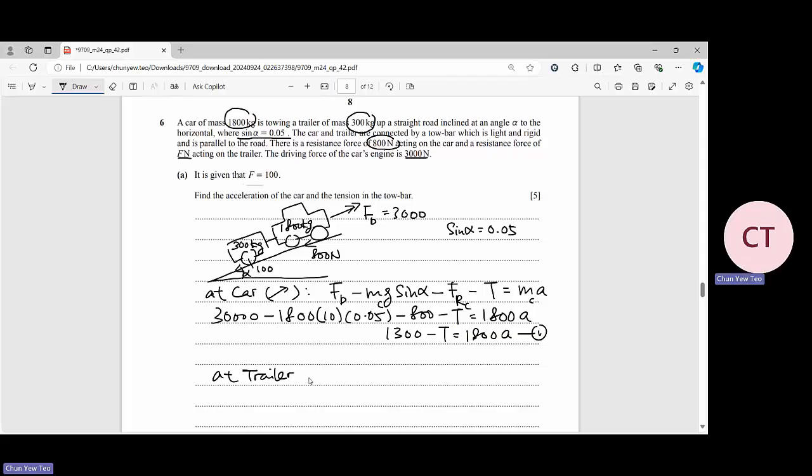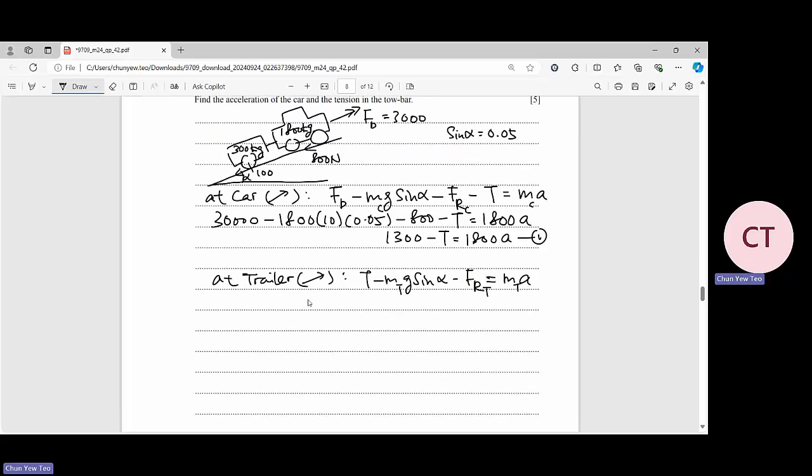At the trailer, if you consider the forces going upward, you have T minus mg sin alpha minus the FR. We only have these two, we don't have other forces to subtract anymore, and it equals ma. So this one is the trailer, so the tension you do not know.